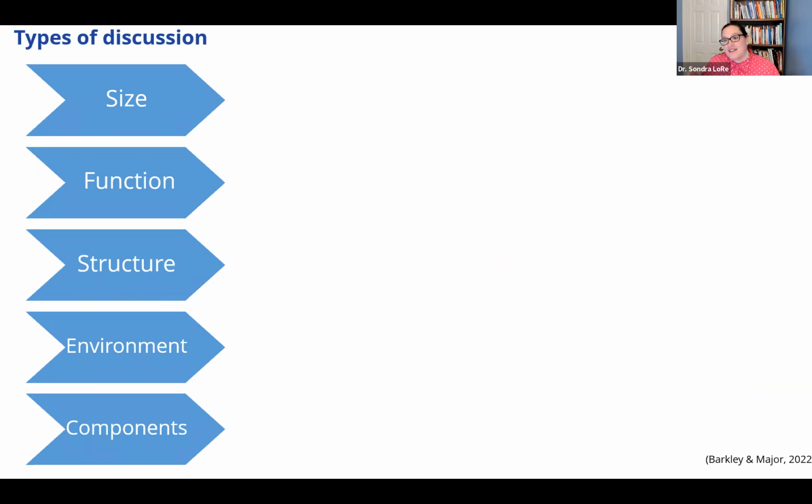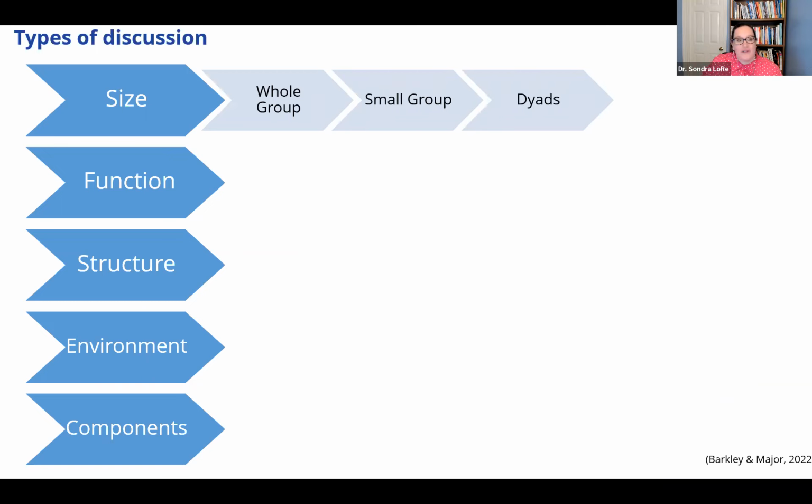So now we're back to our Barkley and Major speaking about the engaged teaching model. So we described discussion as we can have whole group discussion, small group, dyads. Research tells us that the smaller the group, the more likely students are going to be able to contribute. It may be easier for them to get into deeper conversations.